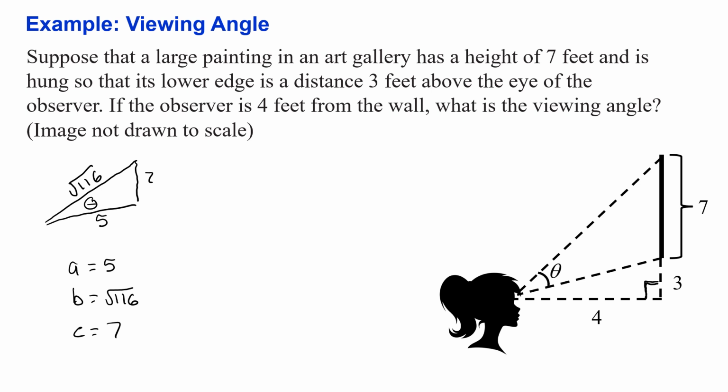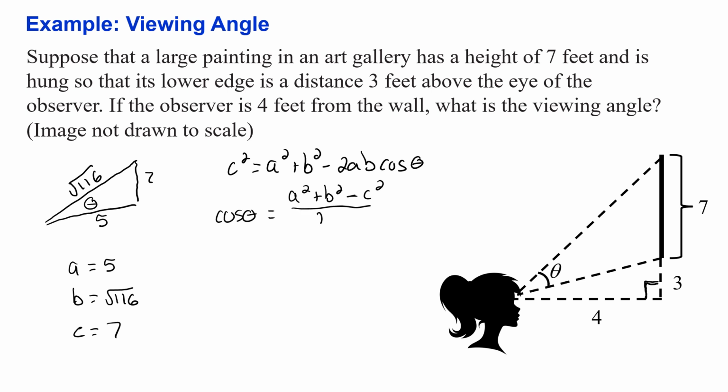Now the law of cosines says that C squared is equal to side A squared plus side B squared minus 2 times side A times side B times cosine of theta. Solving for the cosine term, we get cosine of theta is equal to the quantity A squared plus B squared minus C squared, all divided by 2AB.